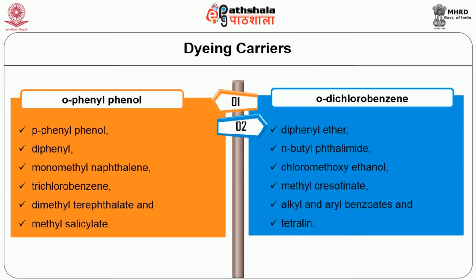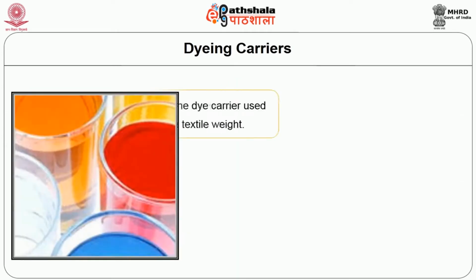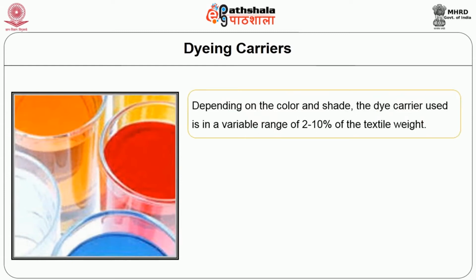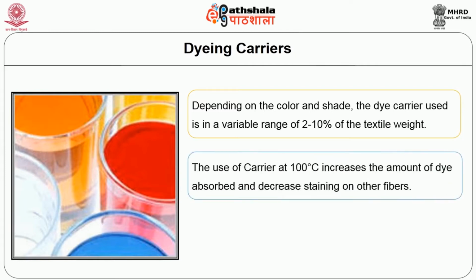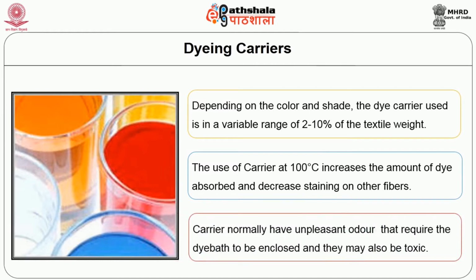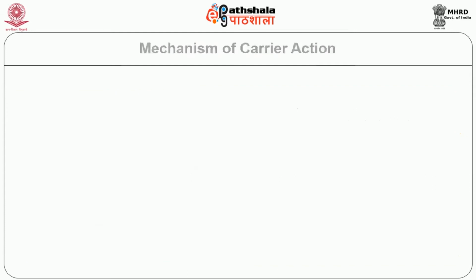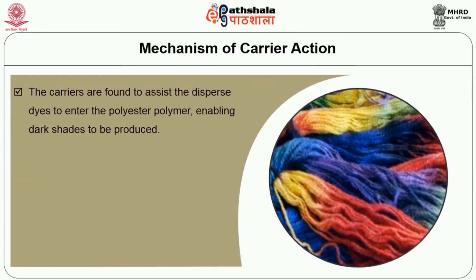methyl salicylate. Other dye carriers in common usage are O-dichlorobenzene, diphenyl ether, N-butyl phthalimide, chloromethyl crestonate, alkyl and aryl benzenate, and tetraline. Depending on the color and shade, the dye carrier used is in a variable range of 2 to 10% based on the textile weight. The use of carrier at 100 degrees centigrade increases the amount of dye absorbed and decreases staining on other fibers. Carriers normally have an unpleasant odor that requires the dye bath to be enclosed, and they may also be toxic. Let's look into the mechanism of carrier action.